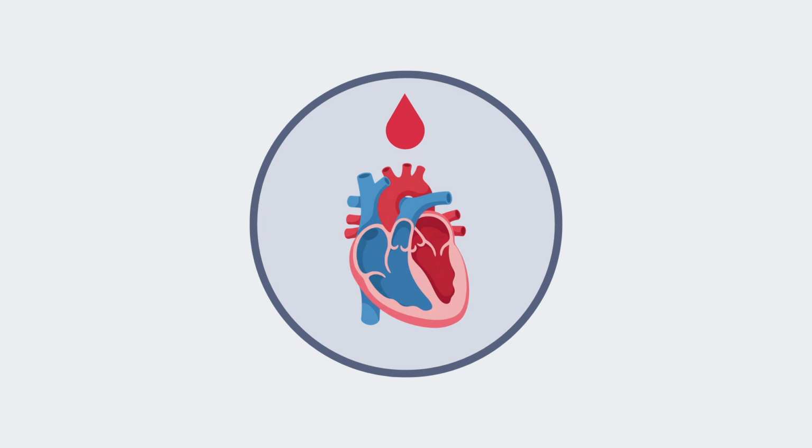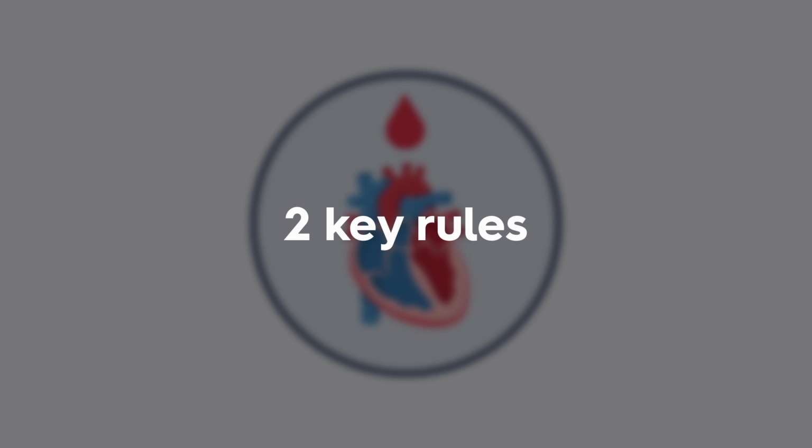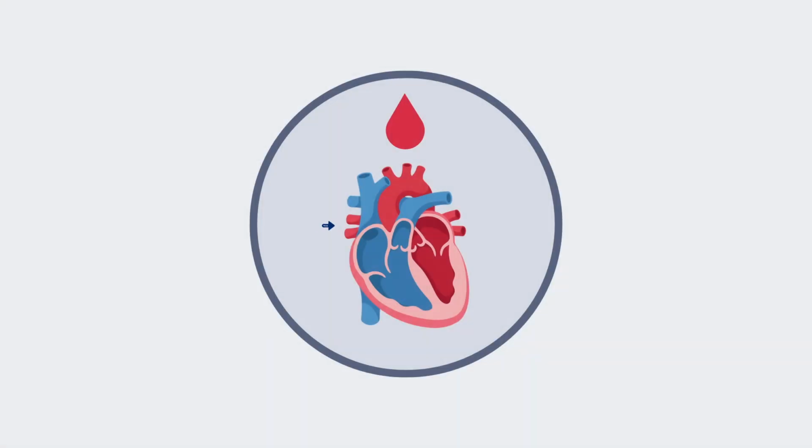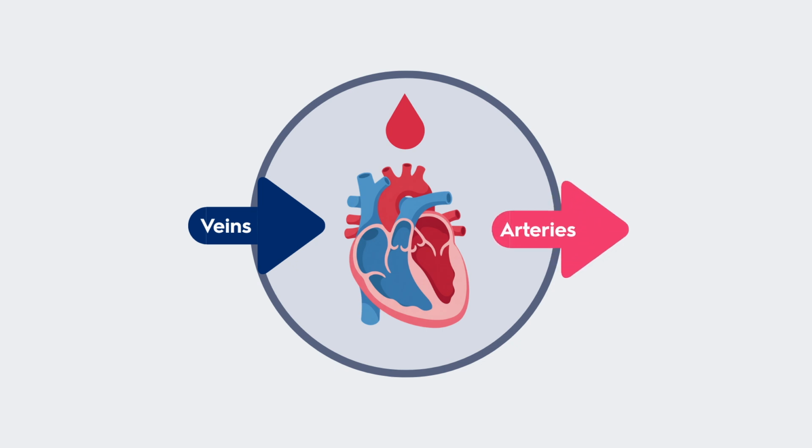To make this system easier to follow, let's simplify it with two key rules. First rule, blood enters the heart through the veins. Second rule, blood leaves the heart through the arteries. Let's track one blood cell.